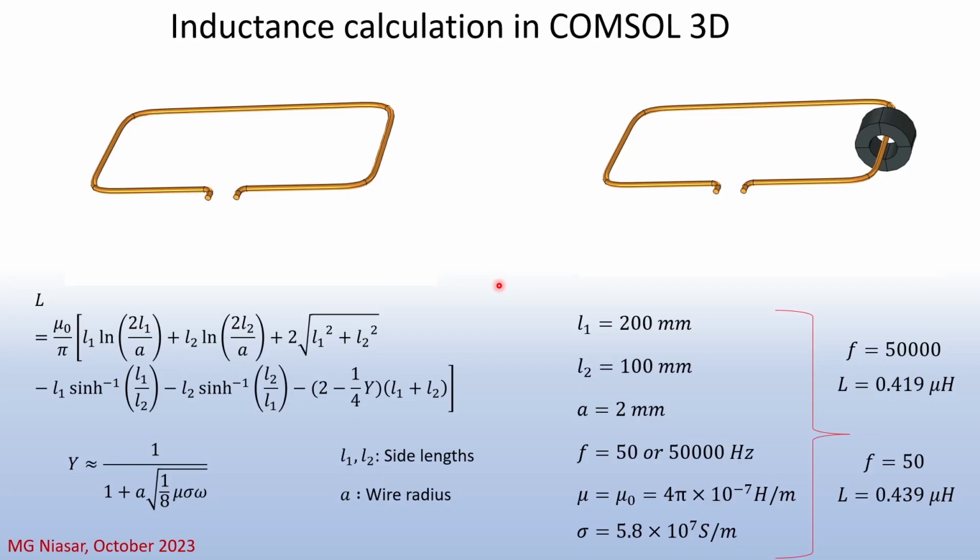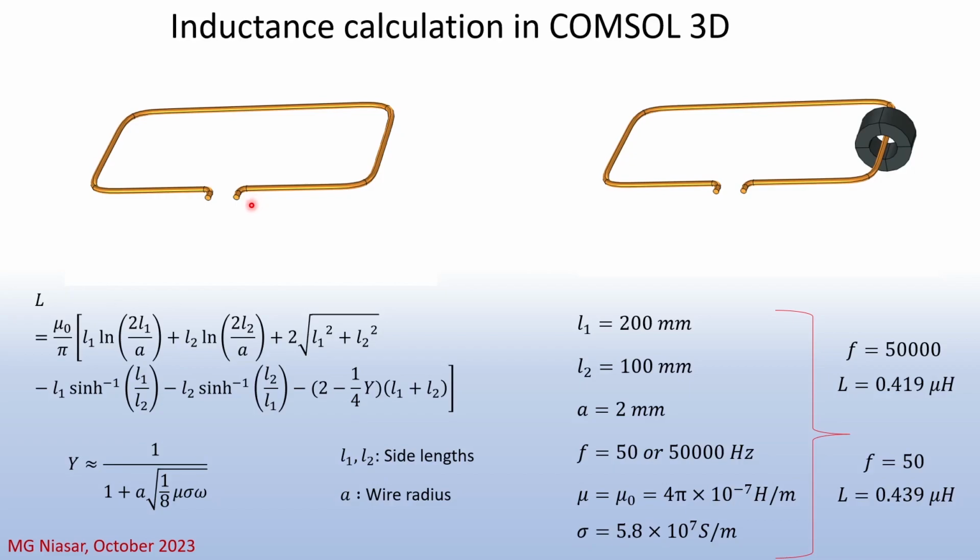Hi, in this video I will show you how to calculate inductance in 3D in COMSOL Multiphysics. I have prepared two examples which I'm going to cover one by one. The first example is a rectangular loop with a wire that has a circular cross-section, like the picture that you see.